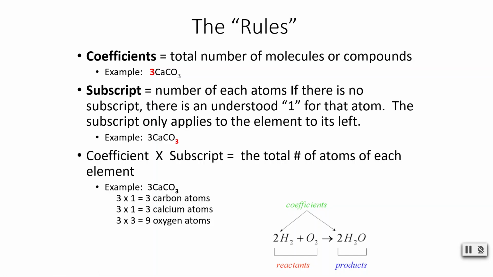Now, if you were keeping track, hopefully you noticed that the number of hydrogens over on the left in our reactants was 4. And the number of hydrogens on the right in the products was 4. Coincidentally, the number of oxygens in the reactants was 2, and the number of oxygens in the product was also 2. Notice the numbers didn't change. Okay. That's something really important to take note of.